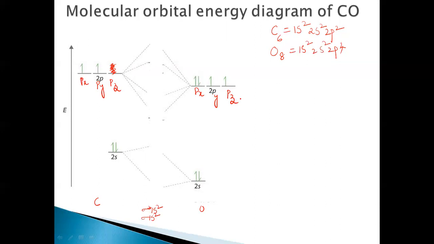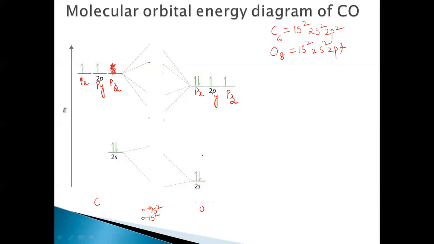Here, the energy of the atomic orbitals in carbon is more when compared to that of the atomic orbitals of oxygen. That is why I've written these orbitals at a little higher level compared to those of oxygen here.